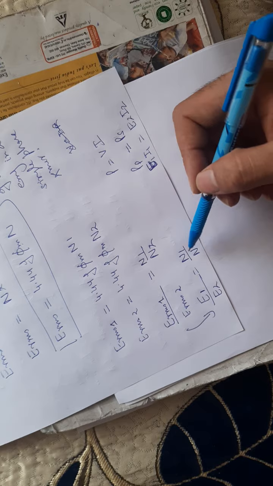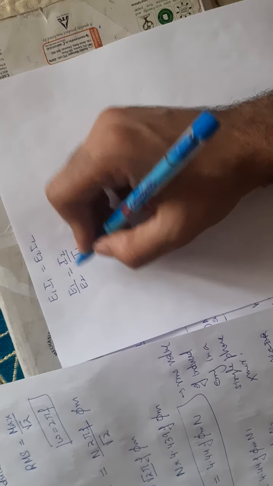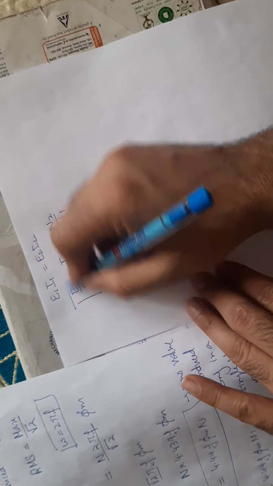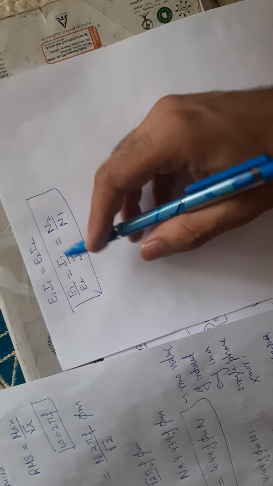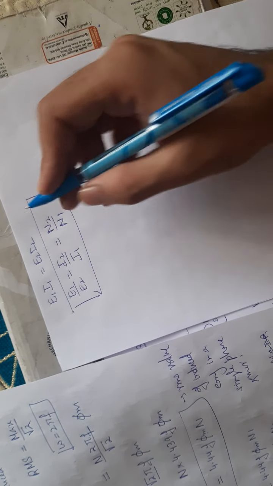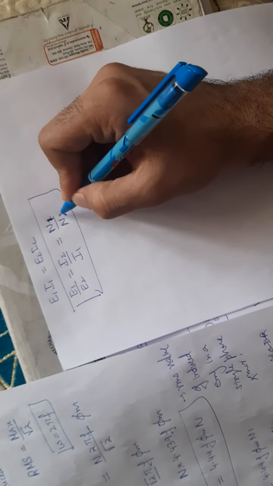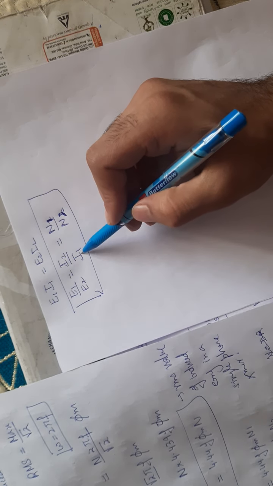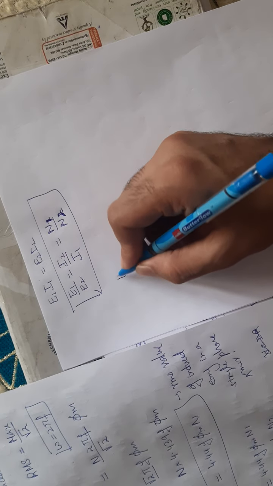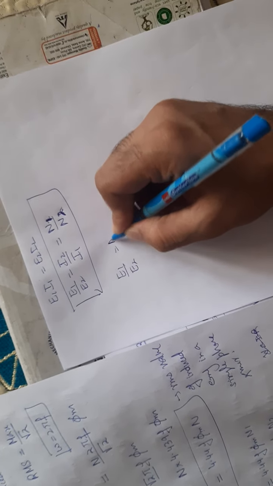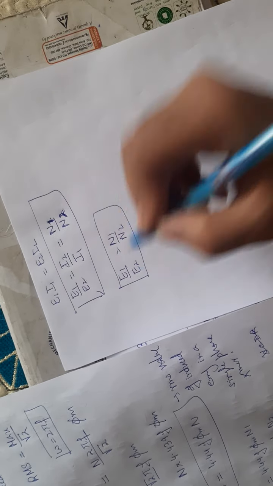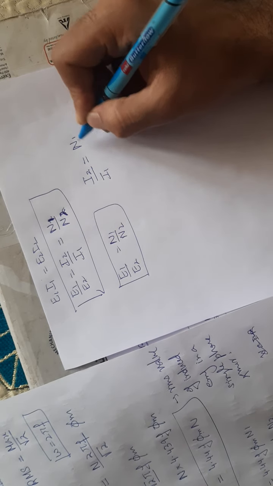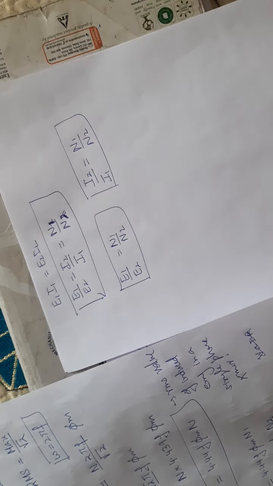So E1 upon E2 is equal to N1 upon N2, and E1 upon E2 is equal to I2 upon I1. This is the final relation which you get: E1 upon E2 is equal to I2 upon I1 is equal to N1 upon N2. That is, E1 upon E2 is equal to N1 upon N2, direct proportionality, and I2 upon I1 is equal to N1 by N2, inverse proportionality.